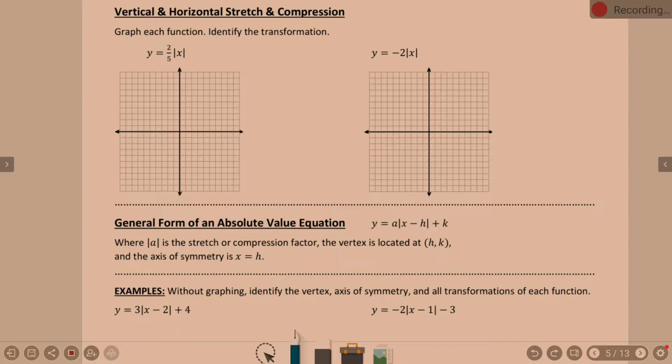No adding, subtracting. So is my graph going to move left or right or up or down? No. It's still going to be a V, because it has absolute value of x. It's not moving anywhere. But what does this 2/5 do?